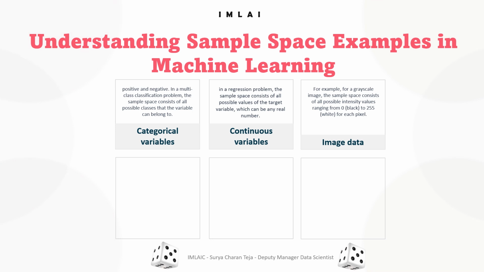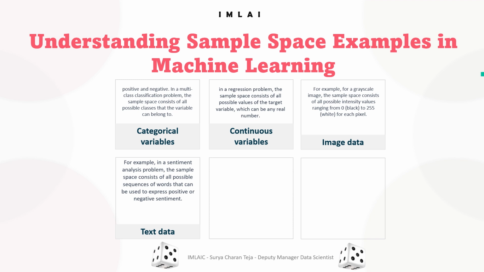Then text data. In text data, the sample space consists of all possible words or sequences of words that can appear in the context. For example, in a sentiment analysis problem, the sample space consists of all possible sequences of words that can be used to express positive or negative sentiment.